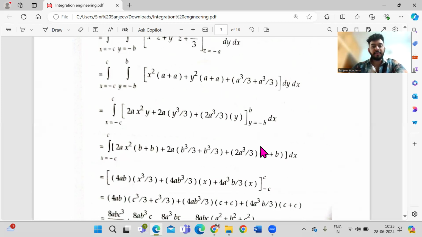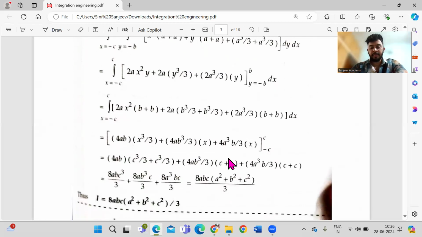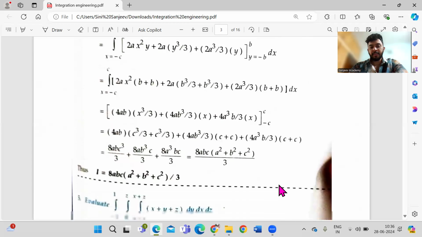After solving the limits only you have to do it, okay? I'm just telling you that after this step, there is this step, then only you have to do it. So on the process, ultimately, once you solve it, you will get this answer: 8abc into (a square plus b square plus c square) by 3. That's it.